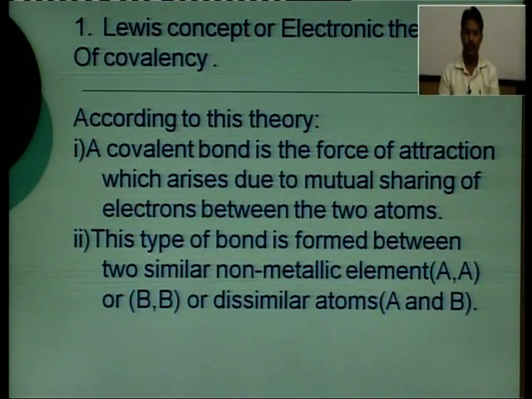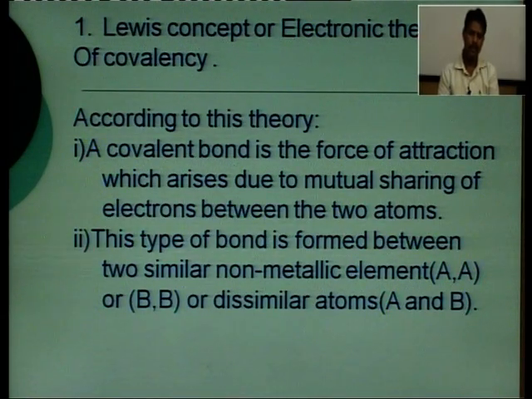This type of bond is found between two similar non-metallic elements or dissimilar atoms. According to the Lewis concept, a covalent bond is formed due to the force of attraction which arises from mutual sharing of electrons between the two atoms. This force of attraction leads to the formation of an octet.